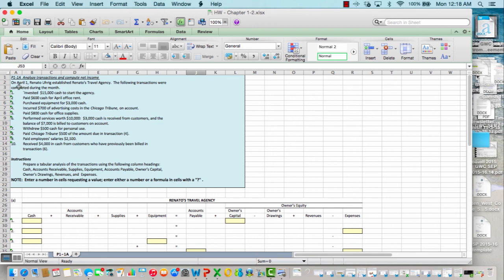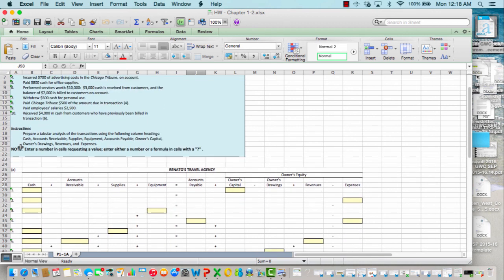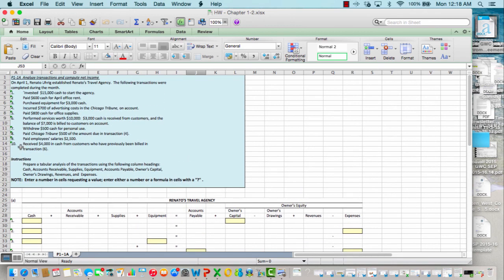This tells you that on April 1st, this person, Renato, established Renato's Travel Agency. And the following transactions were completed during the month of April. You're going to be going through each of the transactions. There's 10 transactions. I went over several of them during the lecture. And you're going to be recording them depending on the account that it affects.